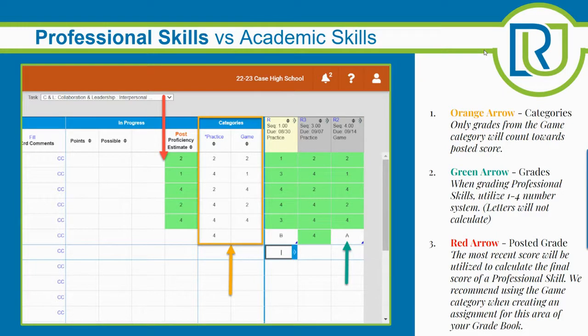The first being the categories. The categories have different weights. Therefore, we recommend using the game category for any assignment that is scored in the professional skills. If you use the practice category, the weight of 0 will result in a no calculation for the in-progress grade. Next, we're going to take a look at the grading scale. Instead of letters, it's going to be numbers for professional skills. So we have 1, 2, 3, and 4. And then finally, we're looking at the posted or in-progress grade. That is going to be calculated by the most recent grade in the gradebook.